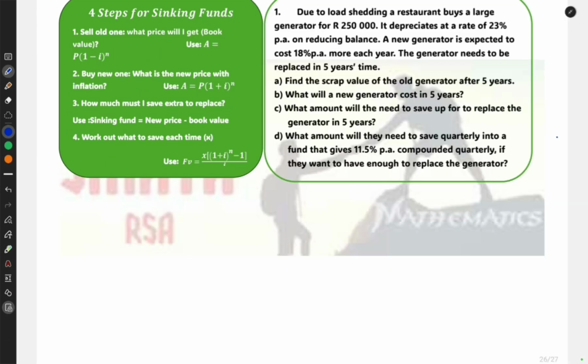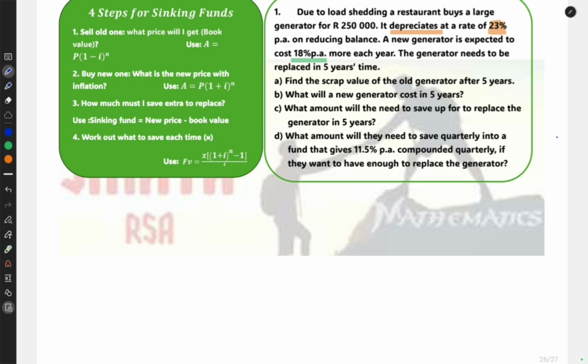Question one: due to load shedding, a restaurant buys a large generator for 250,000 Rand. It depreciates at 23%. I'm just going to take a highlighter to make my brain see what they are telling me. And then a new generator is expected to cost 18% more. So that's inflation. And the generator needs to be replaced in 5 years. Find the scrap value of the old generator. If I look at my steps, to find the scrap value, I just use A equals P(1 minus i)^n.